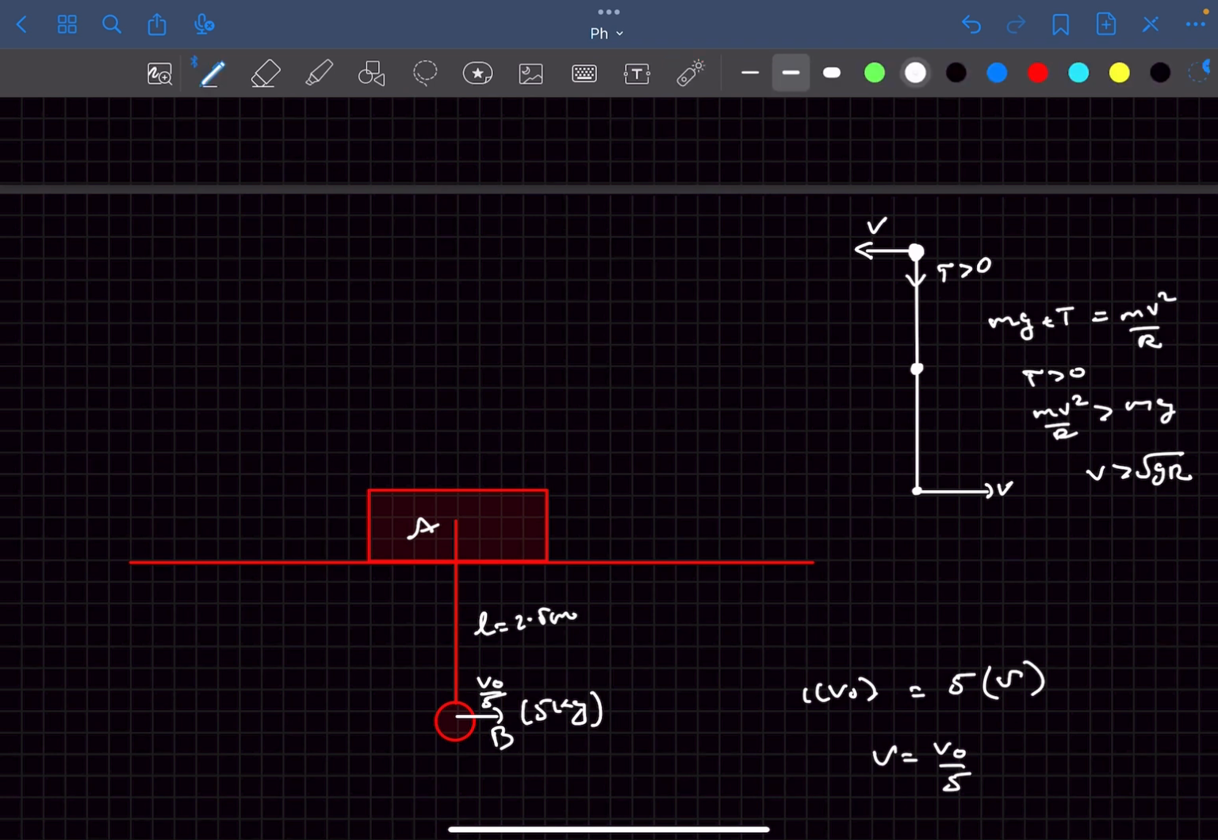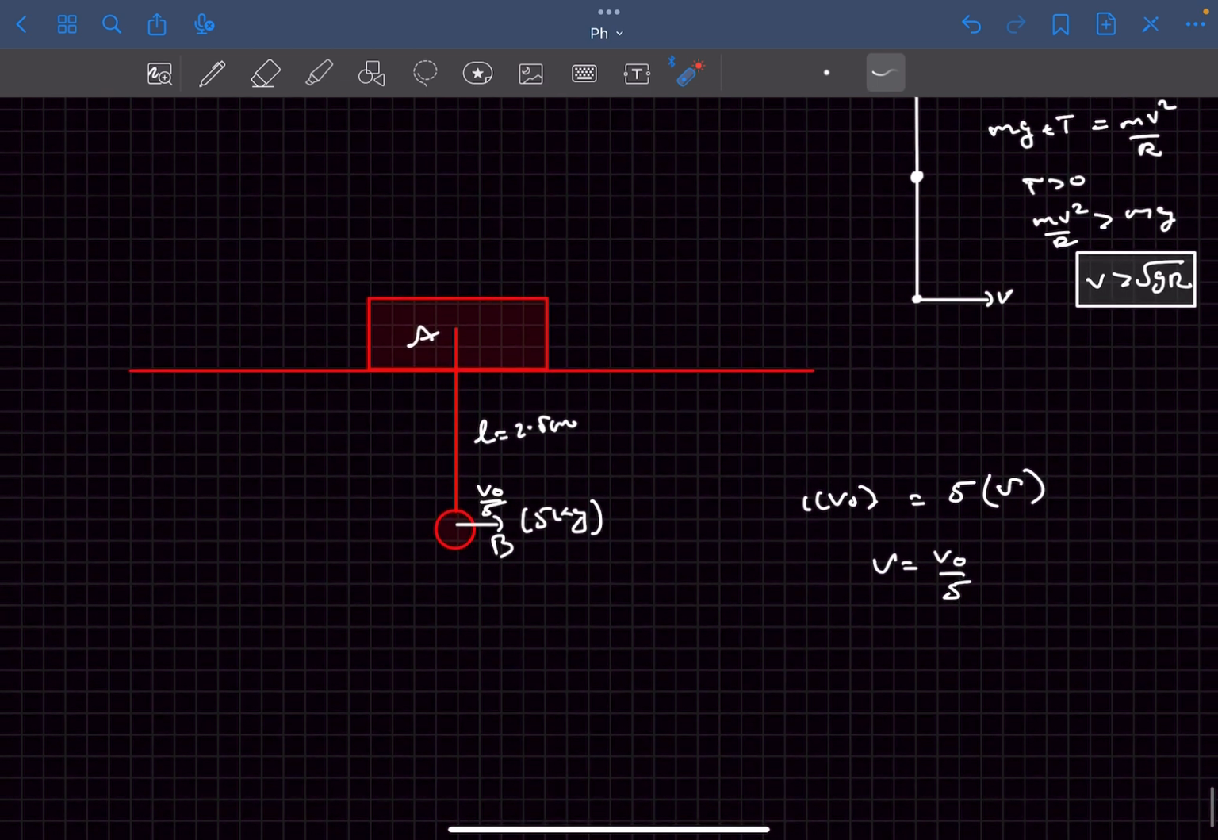So this is the condition that's important. The minimum velocity of the particle at the topmost point in order for it to complete a vertical circular motion should be square root gr. And that's the result we'll be using here. So relative to this block A, if this particle B wants to complete a vertical circular motion, then the velocity at the topmost point must be root gL.